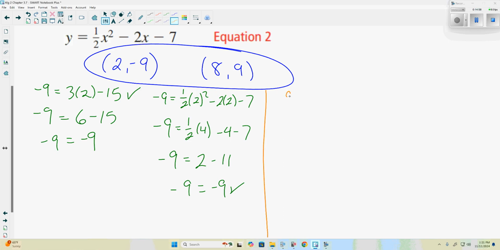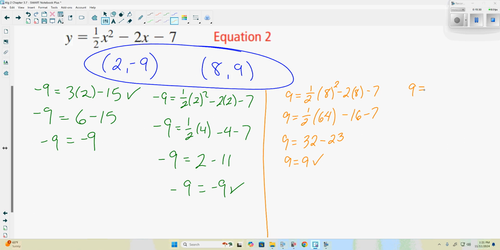We can use (8, 9). So we can say 9 is equal to 1/2 of 8 squared minus 2 times 8 minus 7. We can start off with 8 squared, which is 64. Negative 2 times 8 is negative 16 minus 7. Half of 64 is 32. Negative 16 minus 7 is negative 23, which does tell us that 9 is equal to 9.